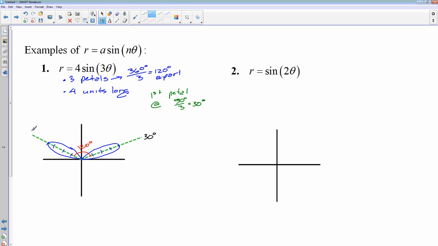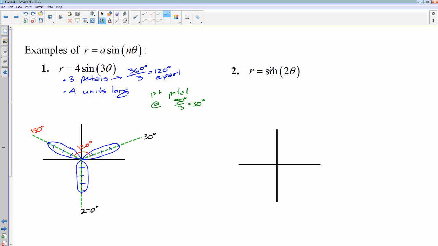So I went towards 150, and then 150 plus 120 would take me down to 270, and 270 is your negative y-axis. So there's 270. And that's where my final and third petal is going to be. So 1, 2, 3, 4 units long. And there is my third petal for that graph.